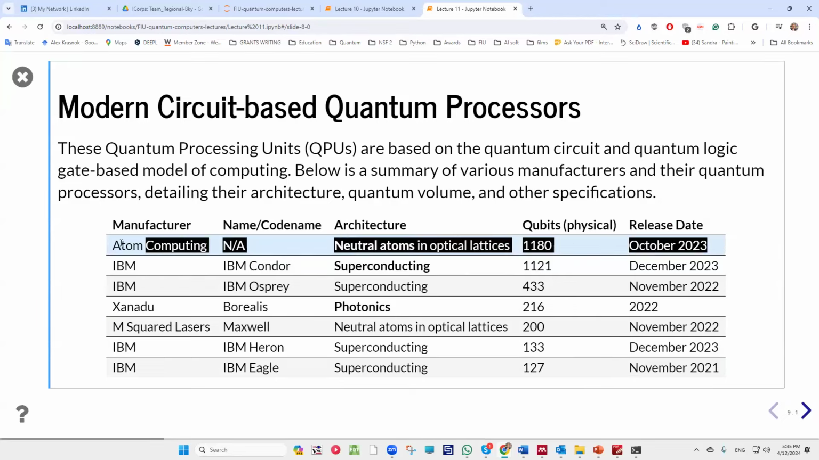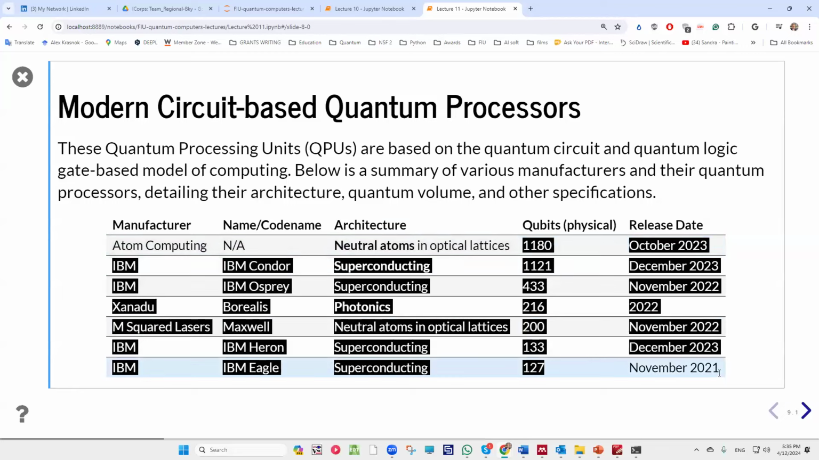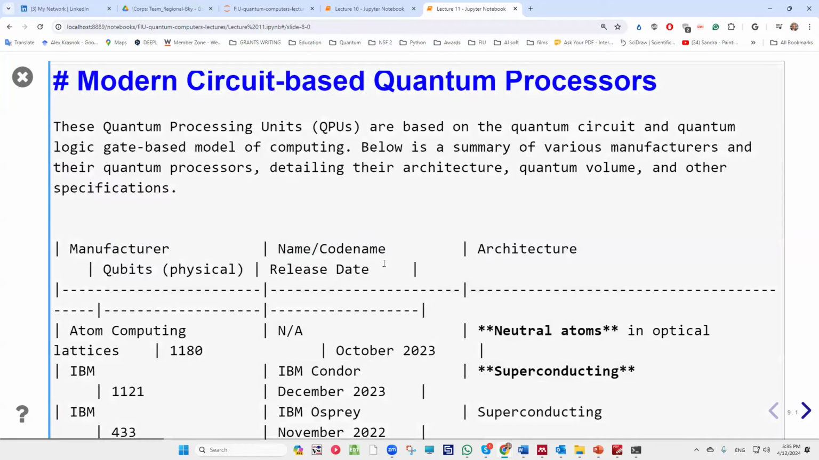And the next step in this growth, in this development, is to reach 10,000 qubits, and that's feasible. That can be done. From this table, you can also notice the platforms, right? Okay, so the largest number of qubits today is done using neutral atoms.